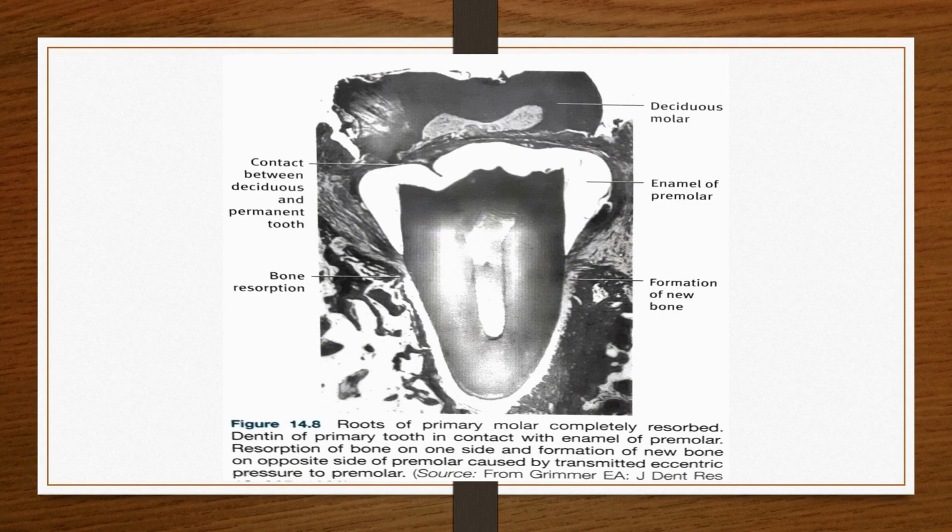See how this works? The deciduous molar is getting resorbed and the crown portion is still intact with the gingival layer here. Then contact between the deciduous teeth and the permanent tooth, enamel of the premolar. So this could be the first molar. There is bone resorption of the older teeth and formation of new bone in the newer teeth. So gingiva will get reattached right here.